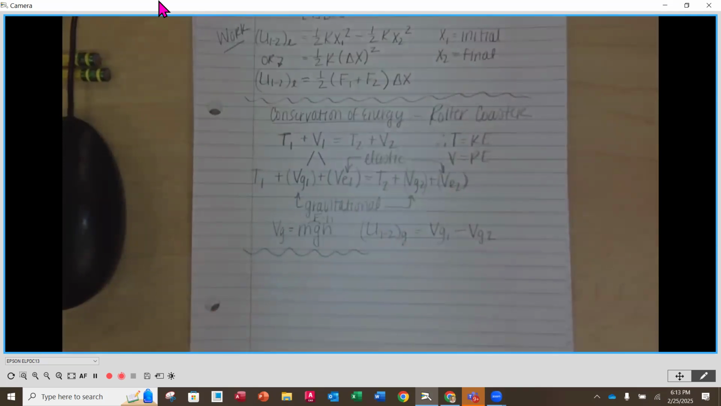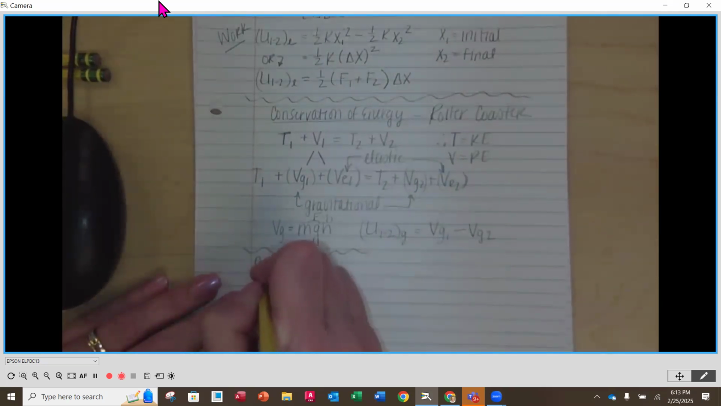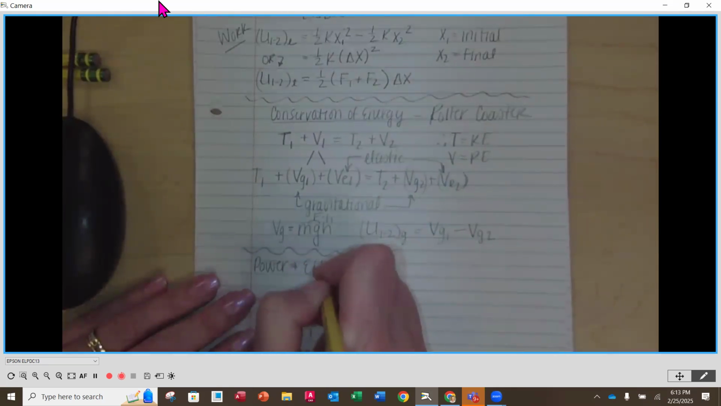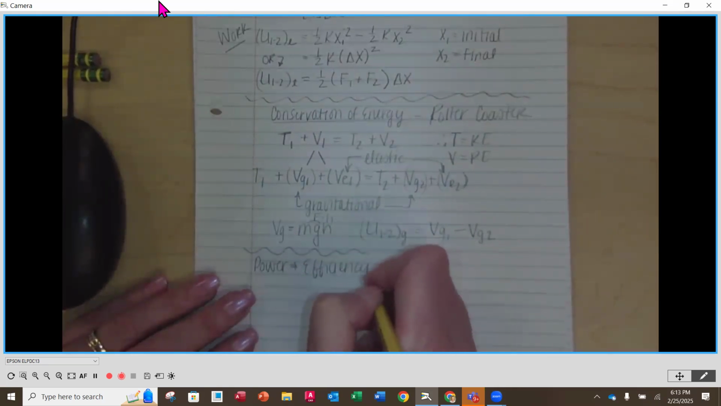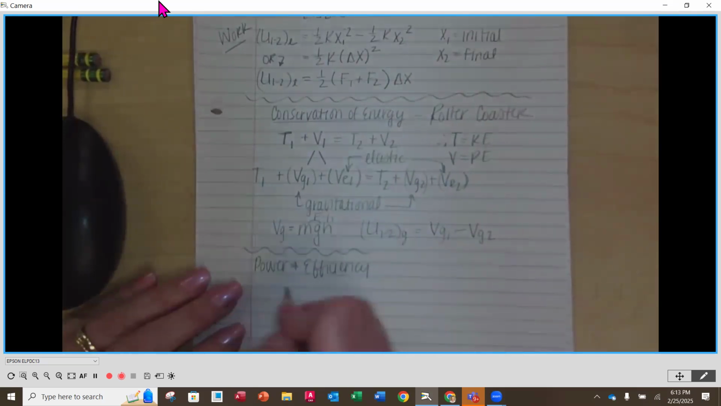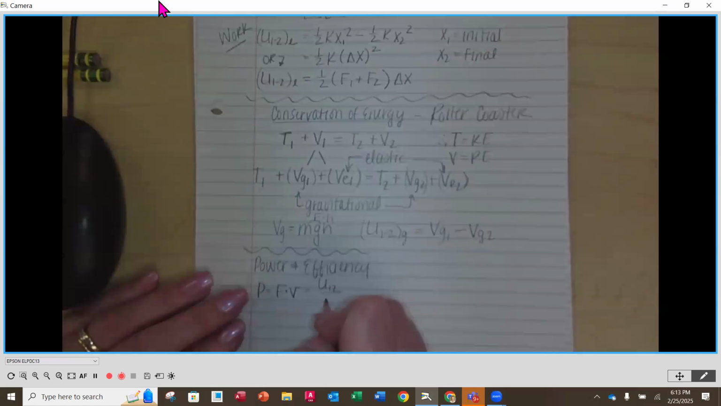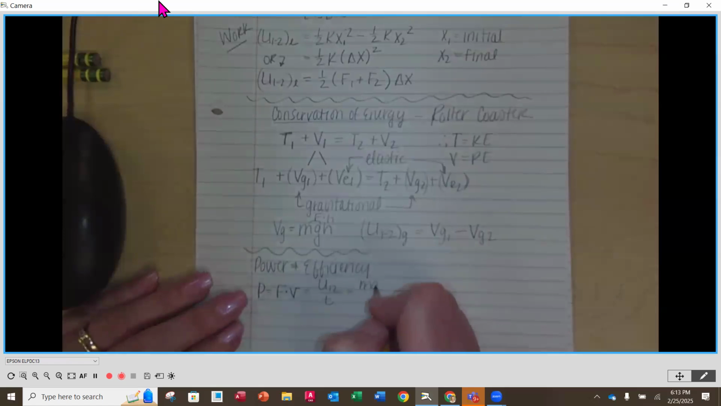Okay. And then the next section that I have here is power and efficiency. Okay, power and efficiency. So first of all, as we said, power is going to be equal to force times velocity. Okay. It's also going to be equal to the work done divided by the amount of time. And we can also say that this is mgh when it's due to potential energy divided by time as well. Okay. So kind of three options.